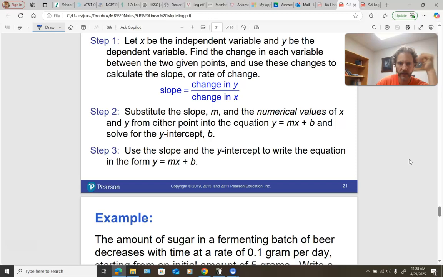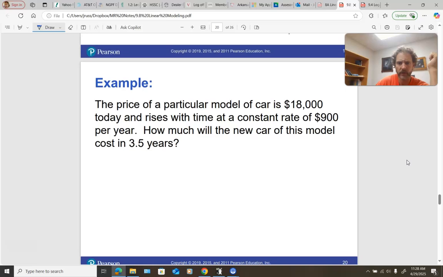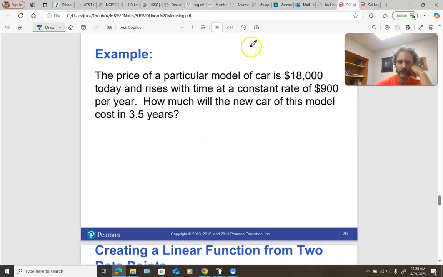Well, I think that, let's see. We've got a couple left we need to do. So let's look at this example. So here we have an example in which we can use a linear function to model what's happening here. The price of a particular model of car is $18,000 today, and then it rises with time at a constant rate of $900 per year. Okay? So the rate, or the slope in other words, is this right here, $900 per year.